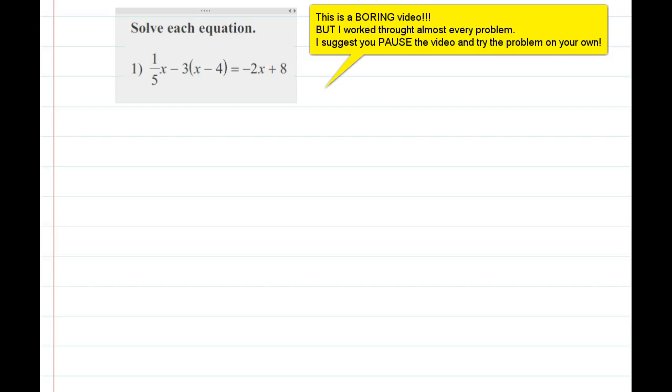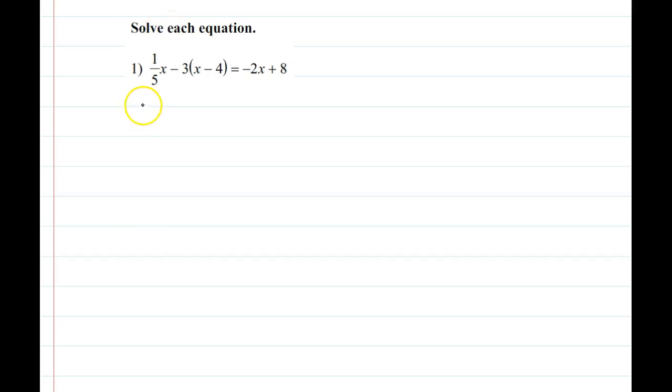Alright, let's get started and look at some of these problems. So number one, we're going to have a 1/5 x, and we're going to distribute the 3 inside. And so that gives us minus 3x plus 12 equals negative 2x plus 8.